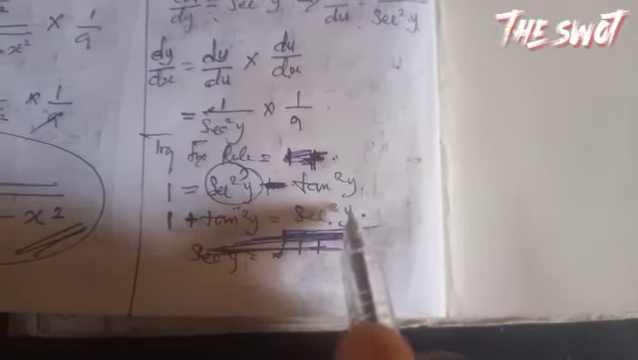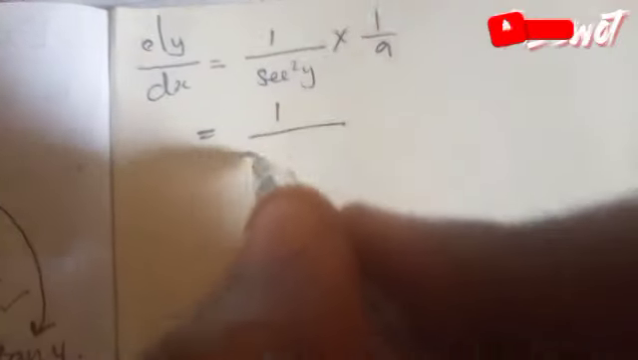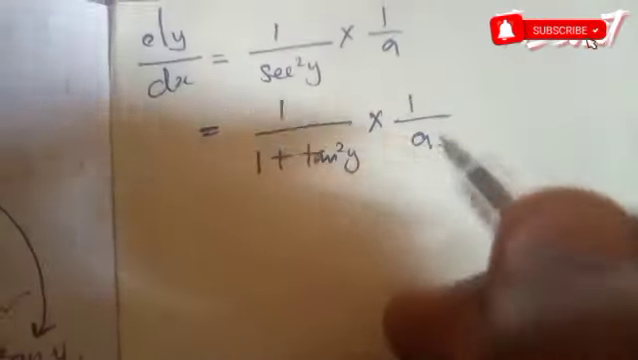So 1 equals sec square y minus tan square y. Then when you make this the subject of the formula, it becomes this. Don't forget, what we are looking for is sec square y. So our dy dx is 1 over sec square y times 1 over a, and sec square y is what? 1 plus tan square y, times 1 over a.